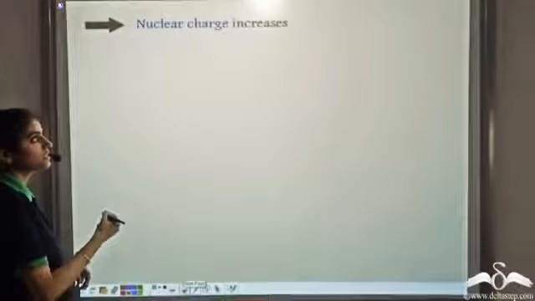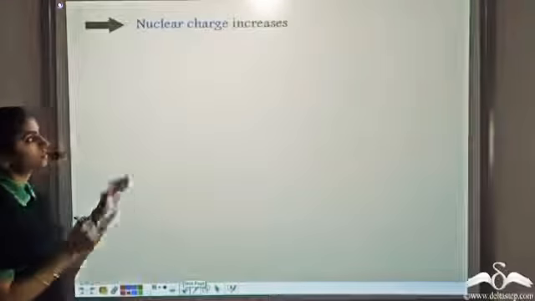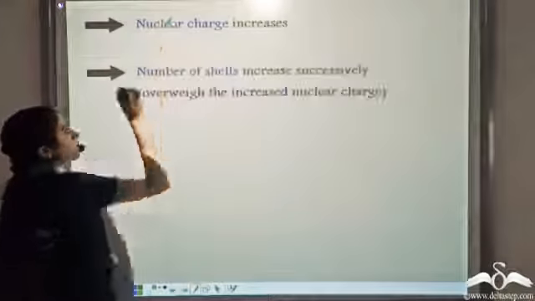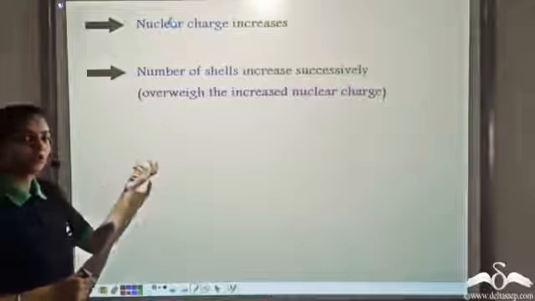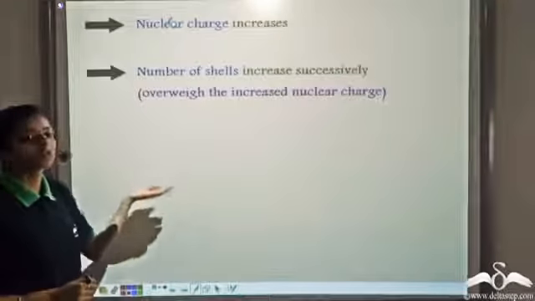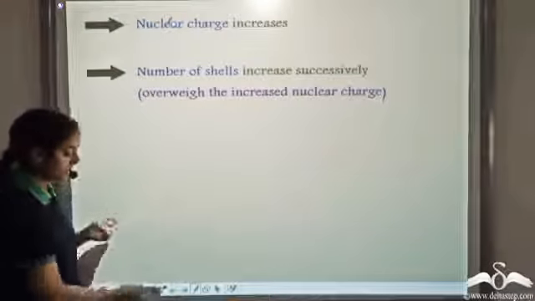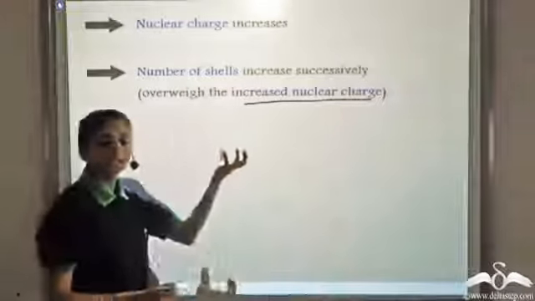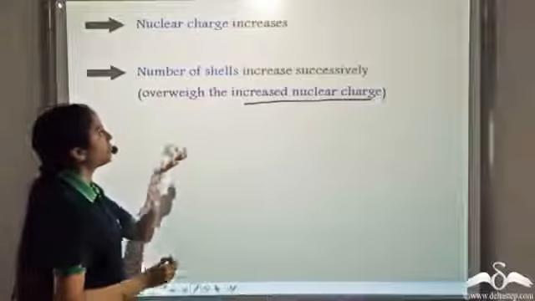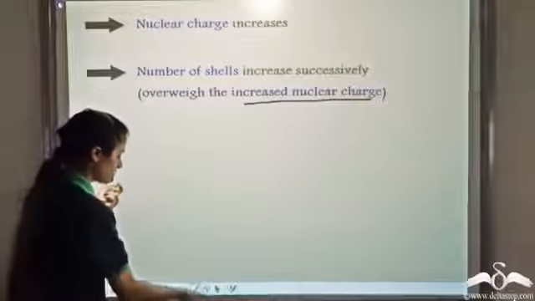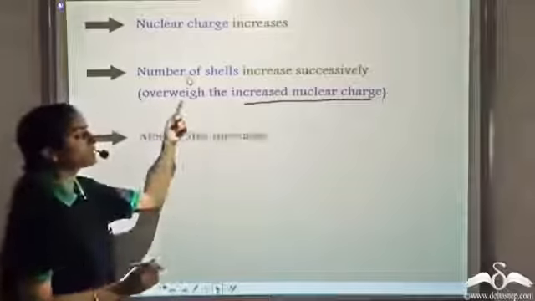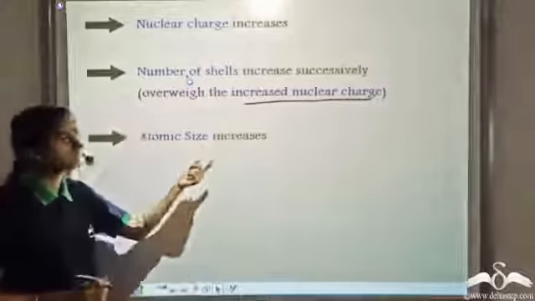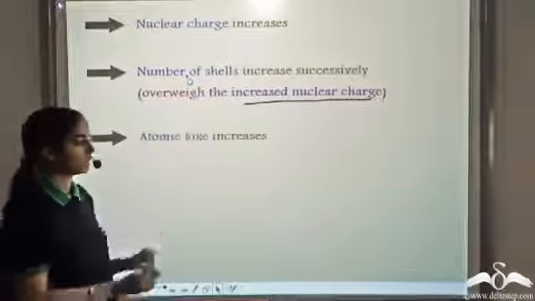So let's revisit what happens in a group. When we move from top to bottom, the nuclear charge increases. Also, in a group, as we move from top to bottom, the number of shells increases successively. The increased nuclear charge tends to pull the electrons close, but the increased number of shells overweighs the effect of increased nuclear charge. So in effect, the atomic size increases because of the increased number of shells.